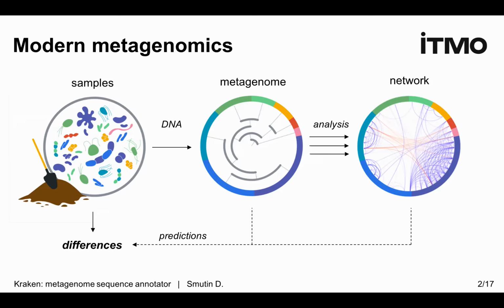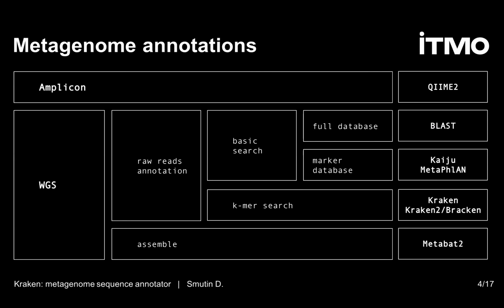How many species are in the metagenome, and some related questions about abundance distributions and so on. So we have different approaches in metagenome annotation. And first of all, of course, there are two really big parts of modern metagenomics. Sensu lato, if we talk about it, we could include amplicon sequencing.